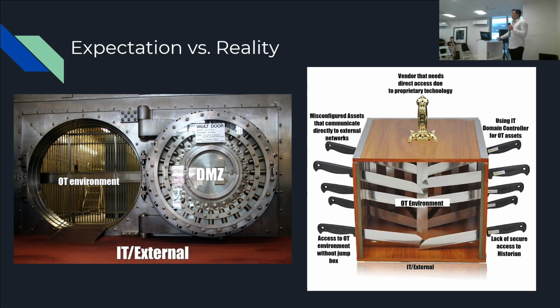Another thing that I think is detrimental is to access the OT environment without proper jumps, without proper obstacles, for example, a jump box. Like we observed before, the DMZ is critical in order to keep the system as air-gapped as possible. But sometimes there's more than one way to get in.